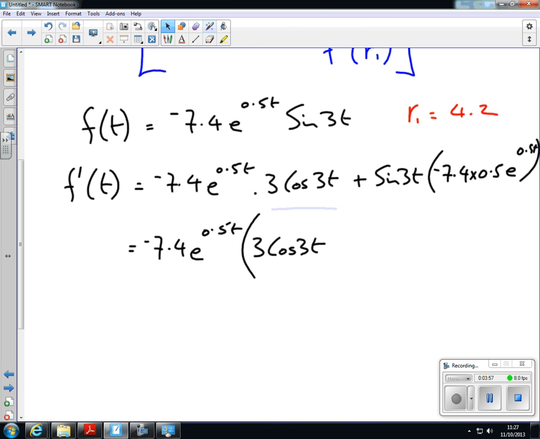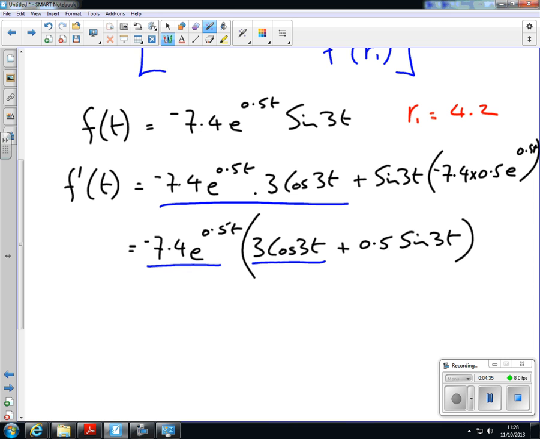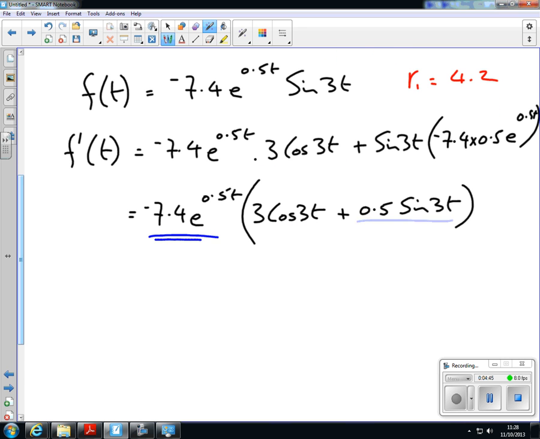And then I ask myself, what have I got to multiply this by to get back to this? And so we've got the minus 7.4 e to the 0.5t. What's left is 0.5 times sine 3t. But that will be plus, because we've got the minus sign outside. So plus 0.5 sine 3t. If you want to make sure that you've done that factorisation correctly, multiply out the brackets. Check that this times this gets you back to the first term, and that this times this gets you back to the second term, and you'll find that it does. We'll see in a minute that it's well worth factorising this.